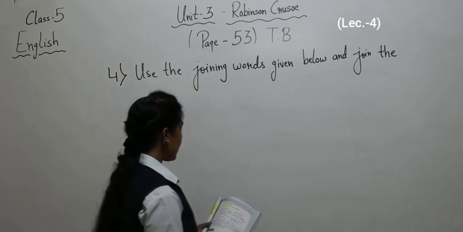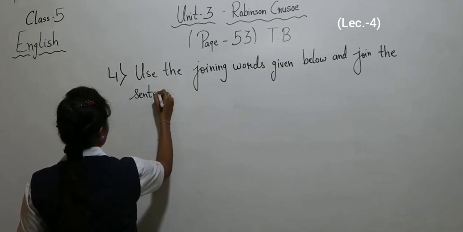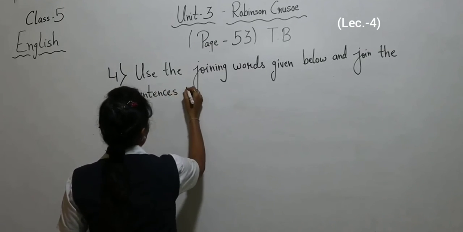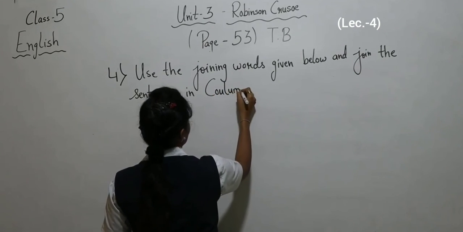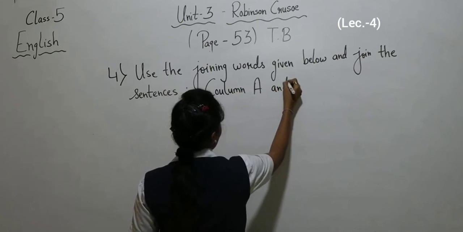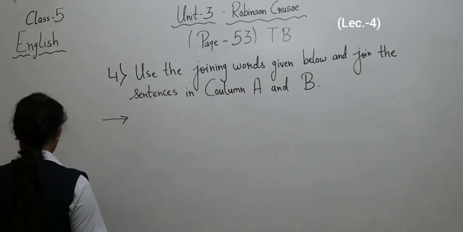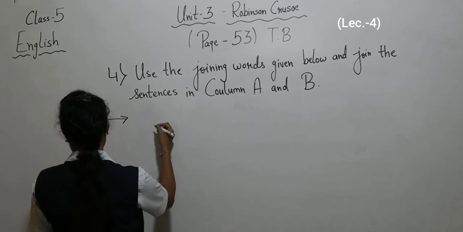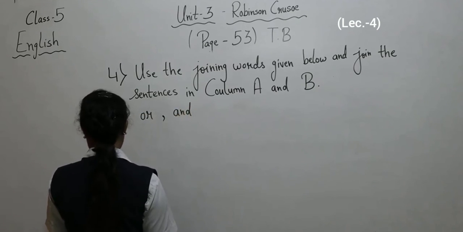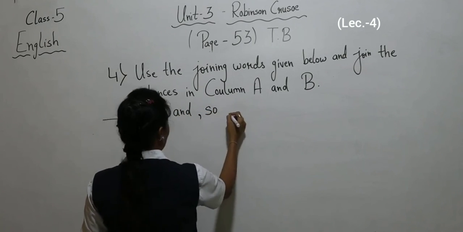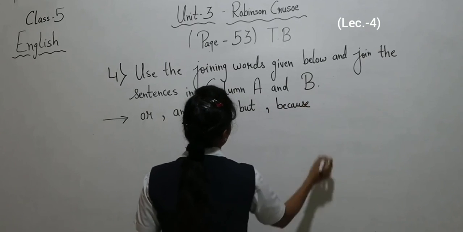and join the sentences in columns A and B. In our textbook, the word box is given: or, and, so, but, because. These words are given.